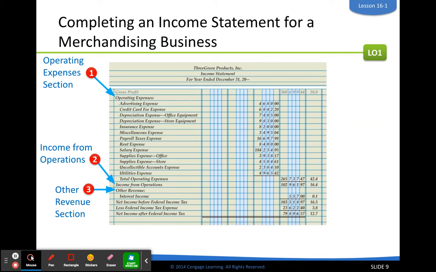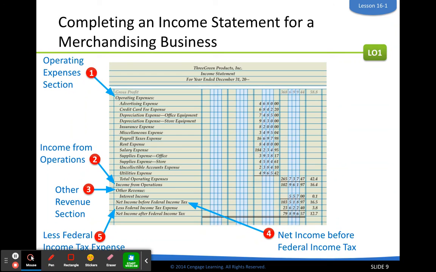Then we have our last section, called the other revenue section. This includes other revenue outside of our operating revenue. Another way that companies can make money is by charging interest on a notes receivable. We may charge a little bit of interest and make some money, but that's not our business. Our business isn't loaning money, but we do make some money off of interest income. So that is included in the other revenue section. Then we calculate our net income before federal income tax, which is our income from operations plus any other revenue.